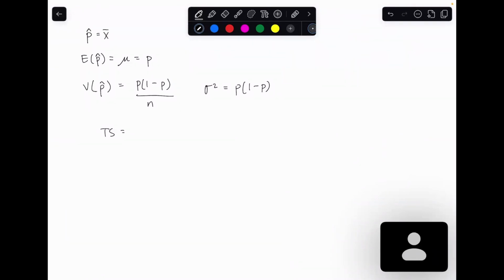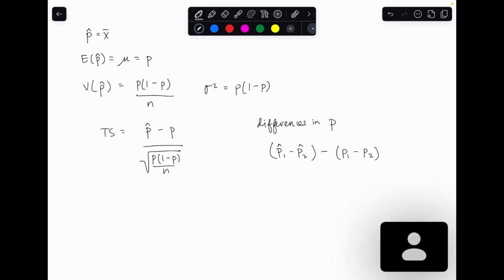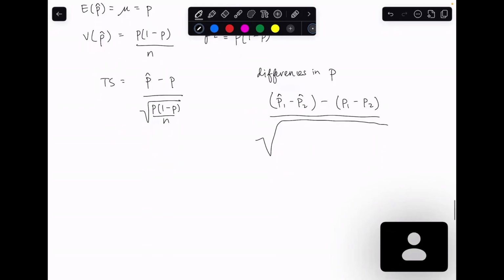Your test statistic for just a one proportion test is you're going to take the sample proportion minus the true proportion, over the square root of p times 1 minus p all over n. If you're doing a difference in proportions, same intuition that we just went over with the difference in means, you're going to have a sample statistic that looks like this, or a test statistic that looks like this. And then you might be tempted to do this.